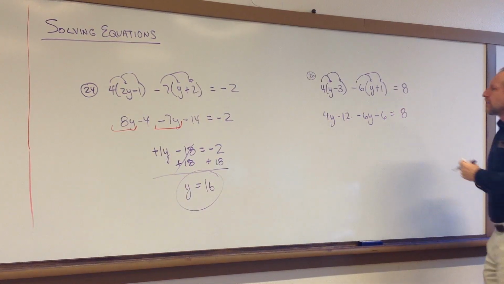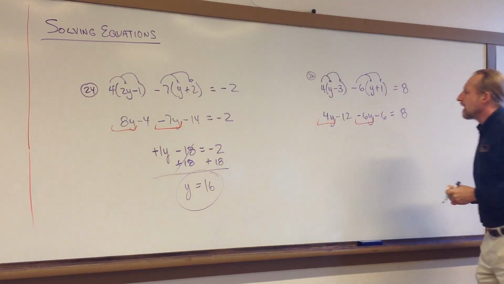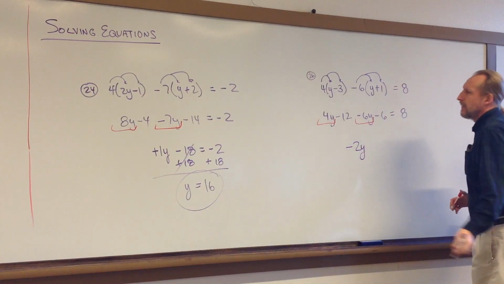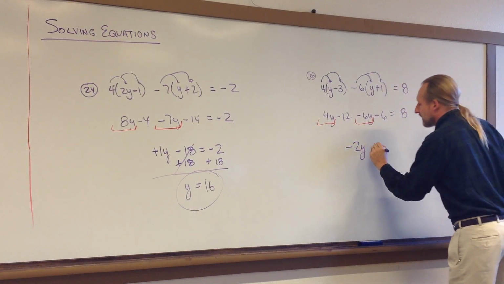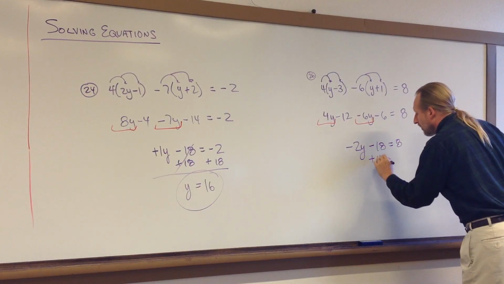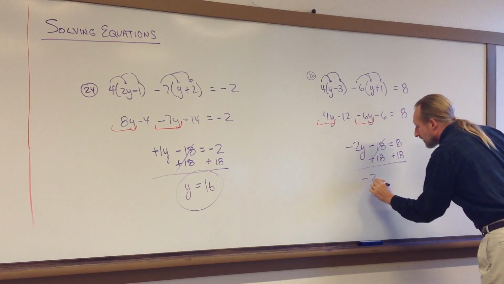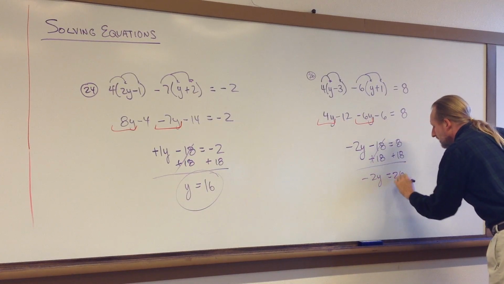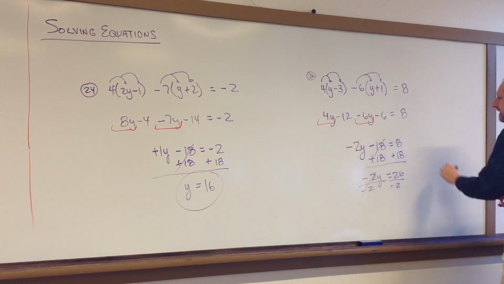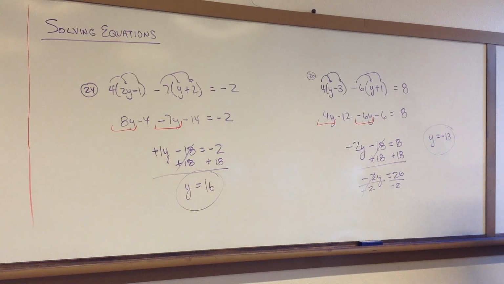Then the same thing we did over there, identify your like terms. You've got a 4y here, a -6y here. That'll make -2y. And then -12 and -6 make -18. So, again, add the 18 to the other side gives us negative 2y equals 26. Divide on both sides by negative 2. And so y ends up being negative 13.